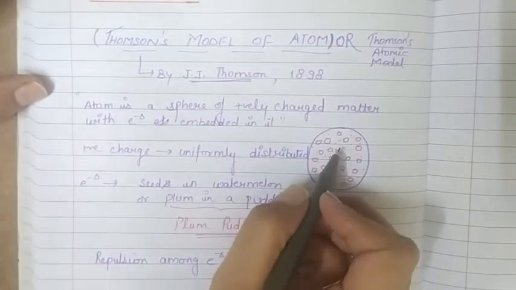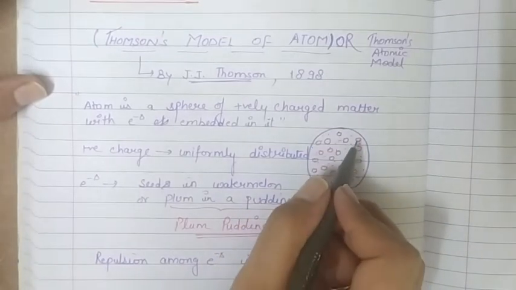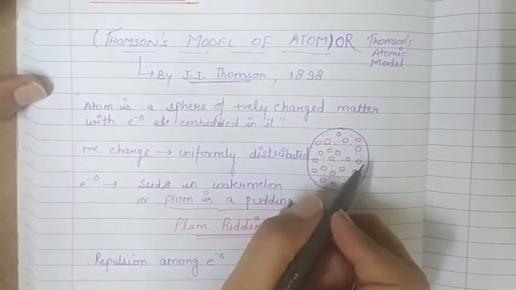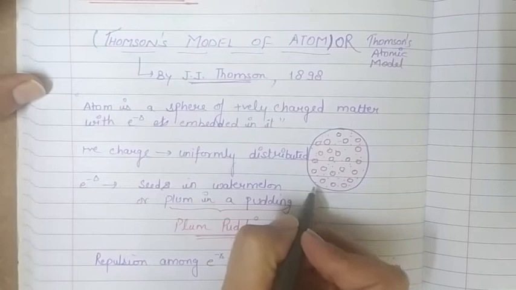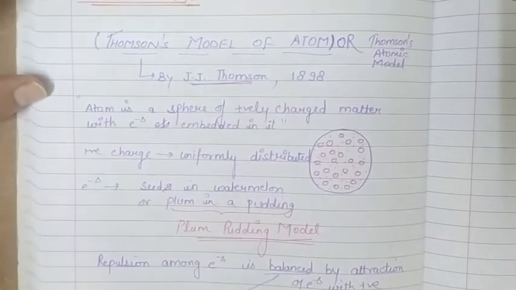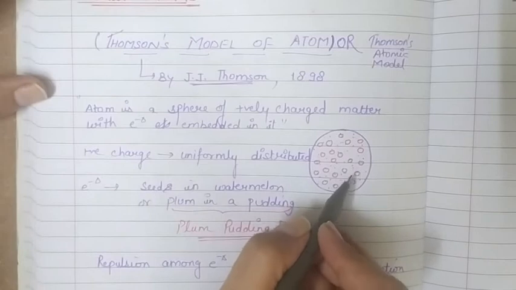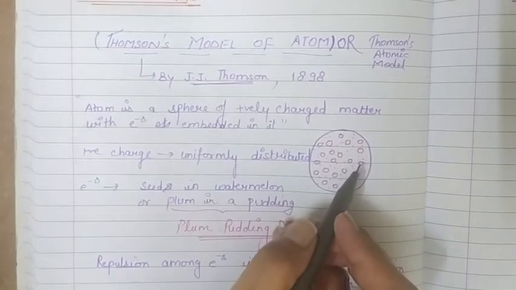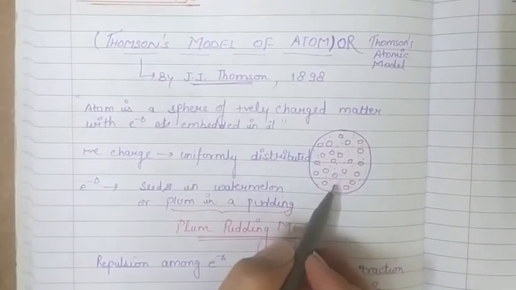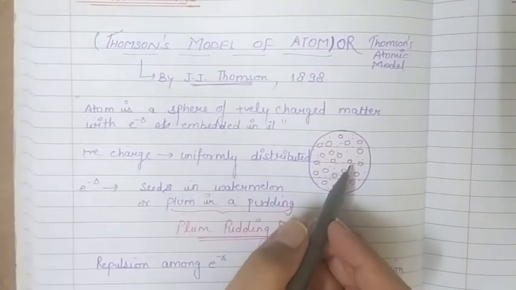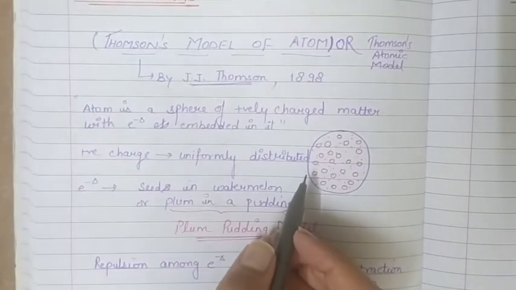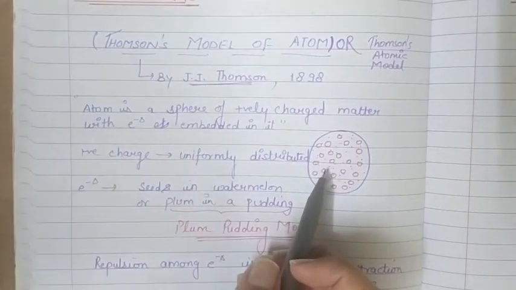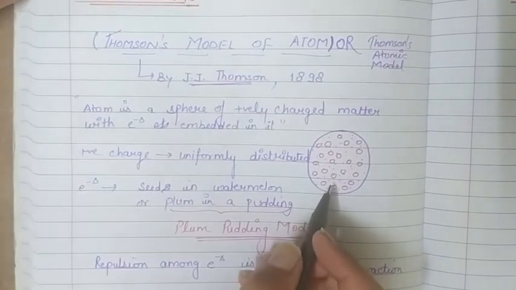So according to Thomson, the atom is a sphere of positively charged matter with electrons embedded in it, and this positive charge inside the atom is uniformly distributed over the whole sphere. Electrons are embedded in this sphere just as seeds are embedded in a watermelon, or we can also compare it to the plum in a pudding.